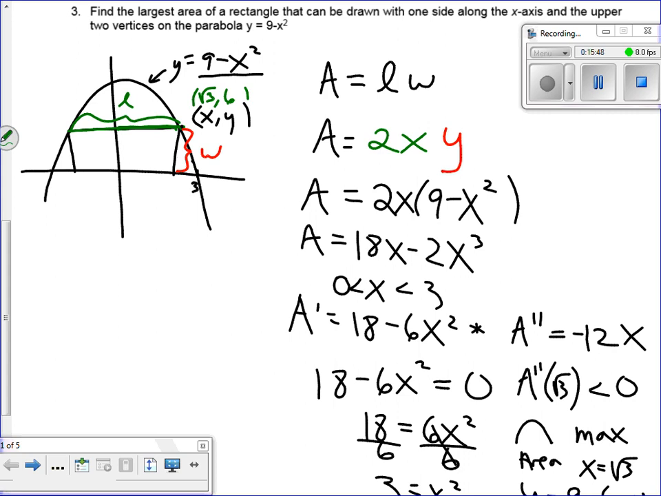Area, if you remember, was 2x times y. So our maximum area then, x we found was root 3.